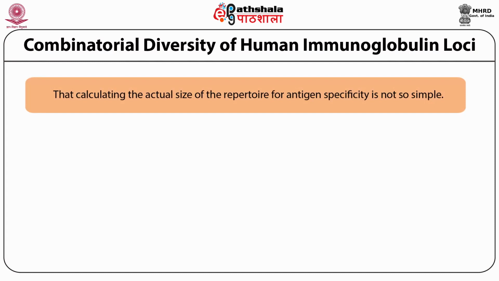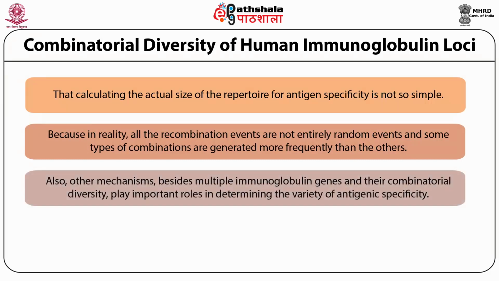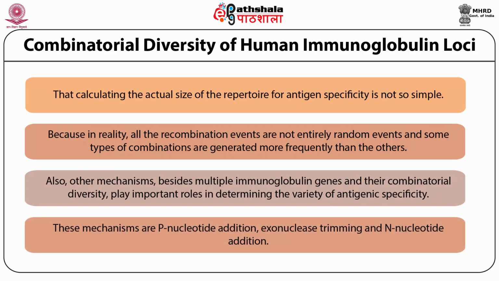Now, I should point out here that calculating the actual size of the repertoire for antigen specificity is not so simple, because in reality, all the recombination events are not entirely random, and some types of combinations are generated more frequently than the others. Also, other mechanisms besides multiple immunoglobulin genes and their combinatorial diversity play important roles in determining the variety of antigen specificity. These mechanisms are p-nucleotide addition, exonuclease trimming, and n-nucleotide addition. We will discuss all these mechanisms also in a little while.